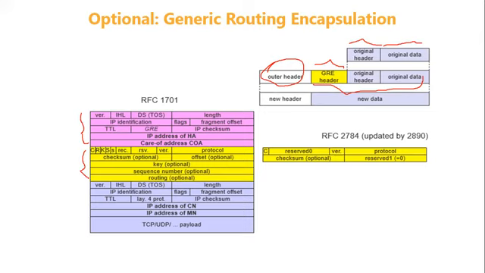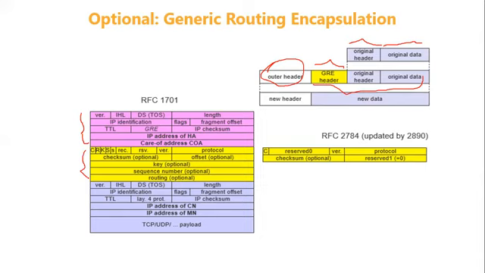GRE is flexible enough to include several mechanisms in its header. So it is considered quite flexible. There are many bits in the GRE header. At first there is a C bit. The C bit indicates if the checksum field is present and contains valid information or not. Whether there is a checksum field or not, and whether it has valid information or not.